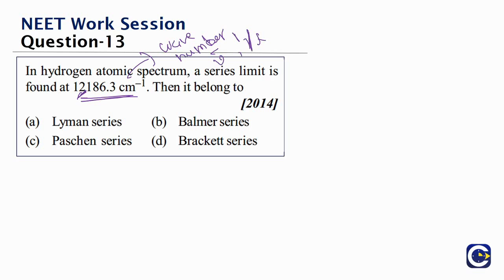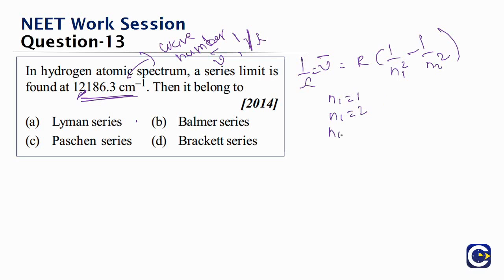Now series limit means what? For any series, whether we have the Lyman series or Balmer series or Paschen or Brackett, we have the formula for this wave number. So wave number 1 by lambda will be equal to R into, we're talking about the hydrogen and hydrogen-like spectrum, 1 by n1 square minus 1 by n2 square. So depending upon the series, n1 will be changing. n1 is equal to 1 for the Lyman, n1 is equal to 2 for the Balmer, n1 is equal to 3.